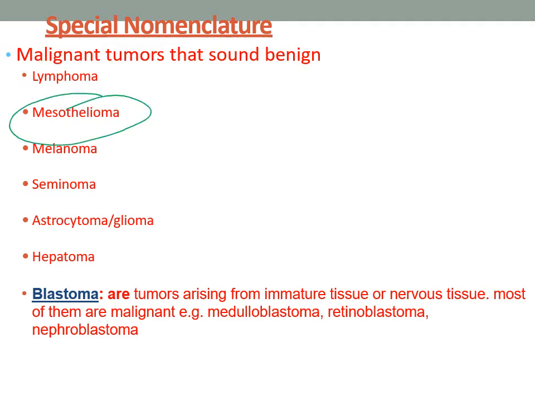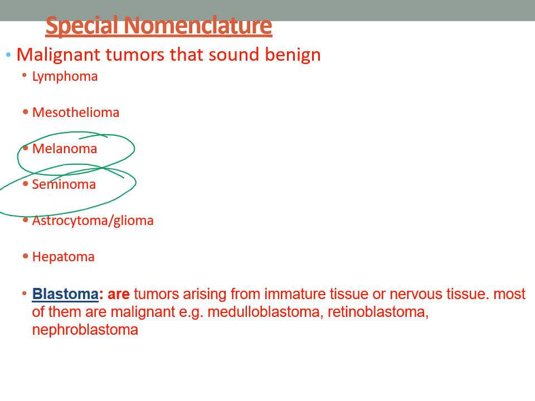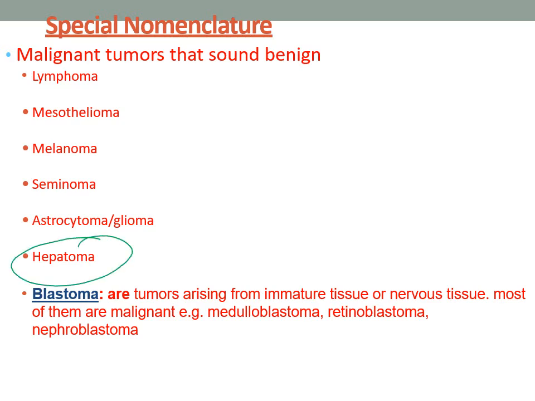We have mesothelioma, particularly of the cells around the lungs. We have melanoma. Melanomas are of melanocytes secreting melanin, which is responsible for darkening of the skin. So it sounds like benign, but it's malignant. We can also have seminoma. We can also have glioma, of the cells within the central nervous system, and osteoma. We can also have hepatoma, of the cells of the liver, the hepatocytes.